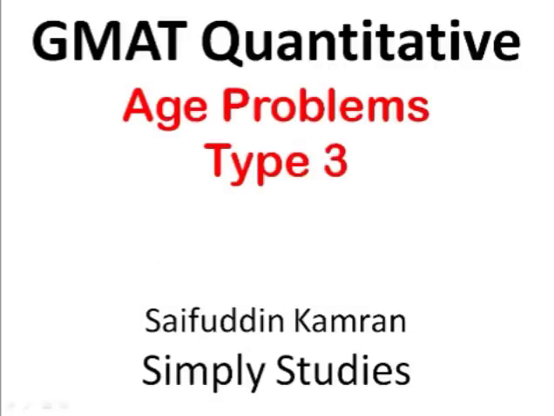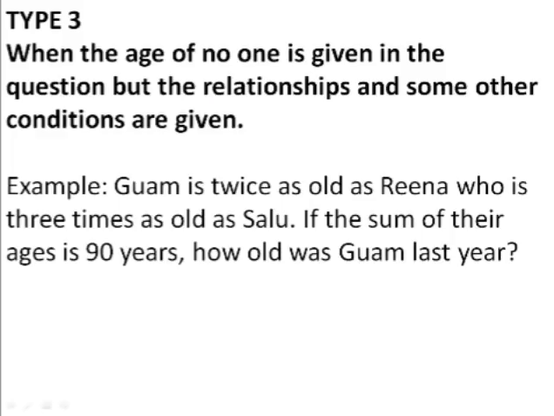Okay, today we'll do GMAT quantitative age problems type 3. Types 1 and 2 you have already done. Now type 3 is when the age of no one is given in the question, but the relationships and some other conditions are given. Let's see what we mean by this. So let's do some examples.